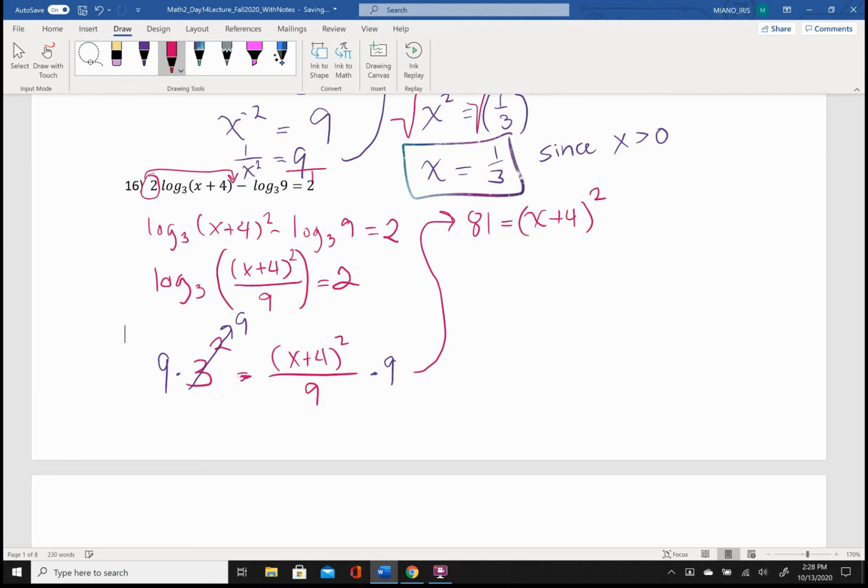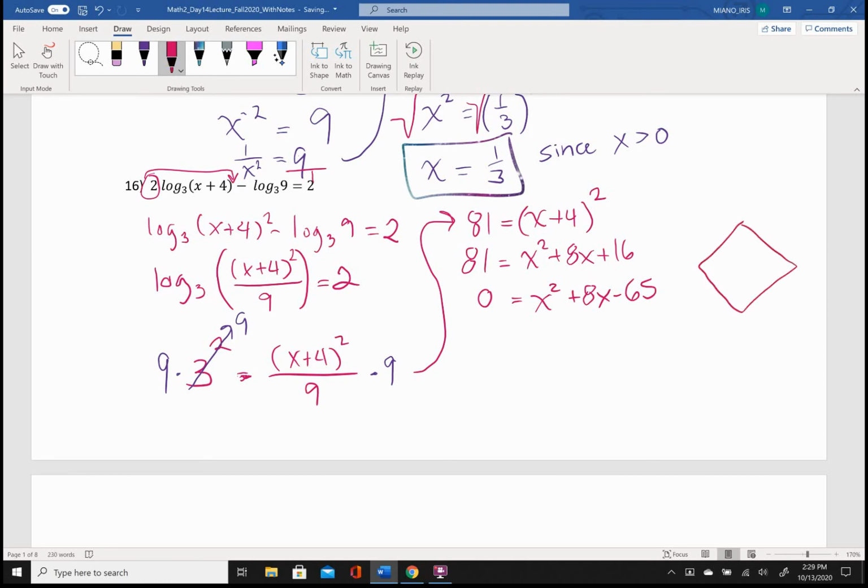Now we have something a lot more familiar. It looks like we're going to be dealing with a quadratic equation. So go ahead and expand out this x plus 4 quantity squared. You'll get x squared plus 8x plus 16. Subtract 81 from both sides, and you'll get 0 equals x squared plus 8x minus 65. You'll want to see if that factors.